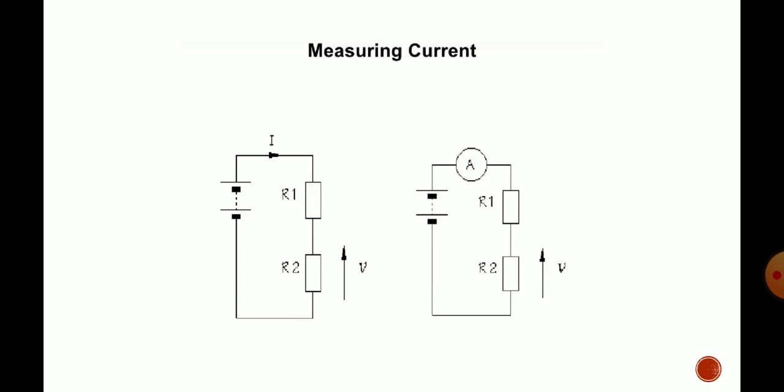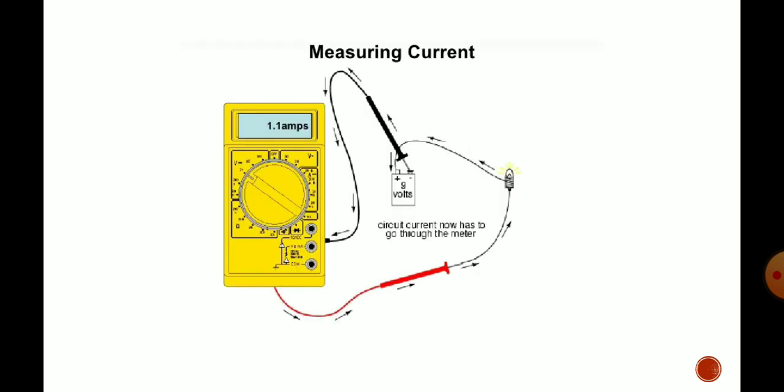Measurement of current. This is the diagram to measure current with the help of digital multimeter. Measuring current. We measure current of this source.